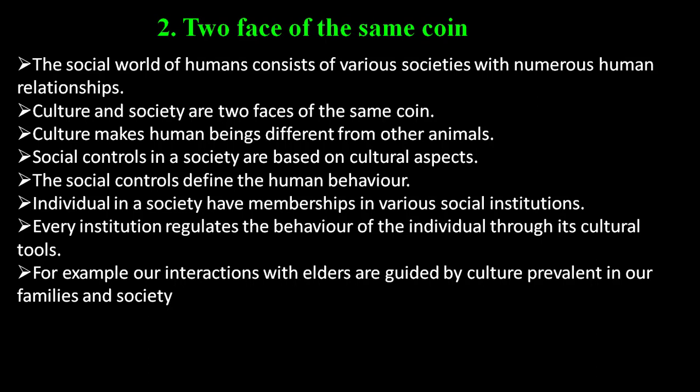For example, a child is a member of a family. When it comes to school, it becomes a member of school. When it goes to marriage, it becomes a member of marriage. When it comes to a bus stop, it becomes a member of the bus stop. These are all social institutions, and a child or a person becomes a member with the help of culture. Every institution regulates, that means controls, the behavior of the individual through its cultural tools.